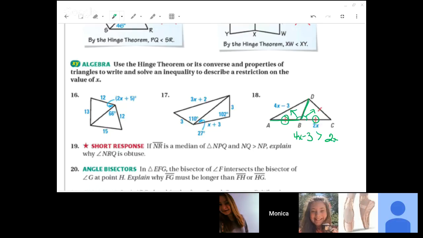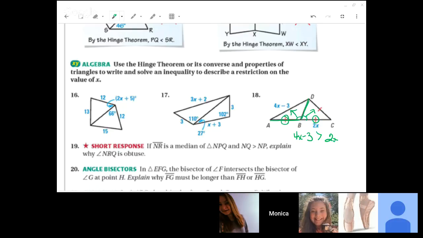Does that make sense, Campbell? Okay. Alicia, did you get that whole explanation? Okay, good. Let's see. So Madison, number 16.